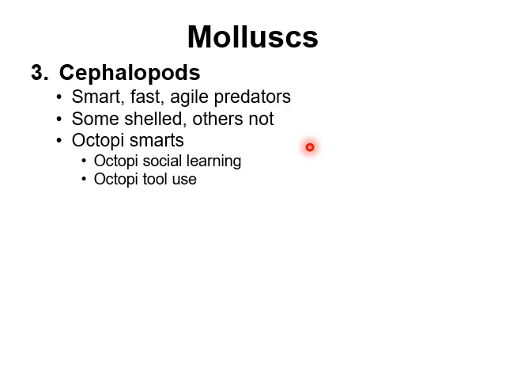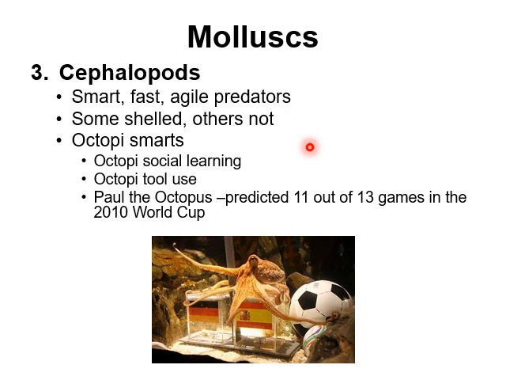And maybe my favorite example of octopi smarts has to do with Paul the octopus. Paul's owner had a kind of clever idea. During the World Cup, so during the World Cup football or soccer matches, he would put two clams inside of Paul's tank, and he would put flags on both of those clams.